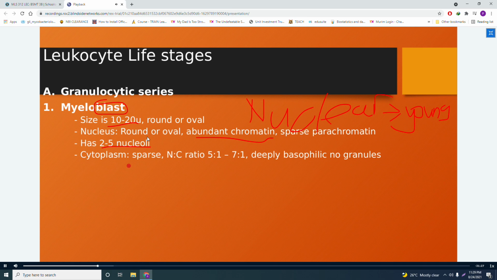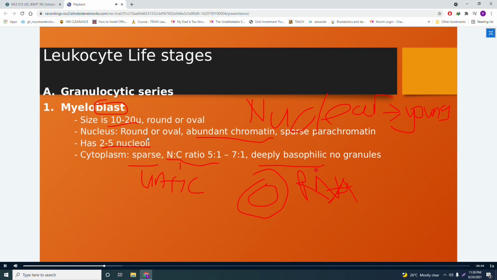The cytoplasm is sparse, meaning onti. Thus, you have a nucleus to cytoplasm ratio of 5:1 to 7:1. Sobrang laki class nung area na sinasakop ng nucleus compared sa cytoplasm. This is often seen in young cells. Then, it is deeply basophilic, has RNA content, and no granules.